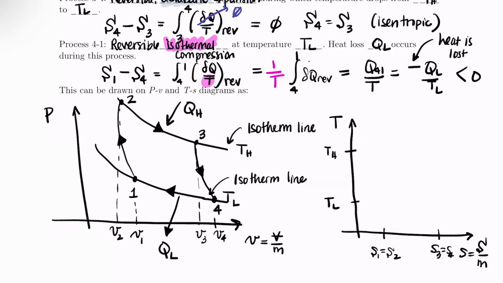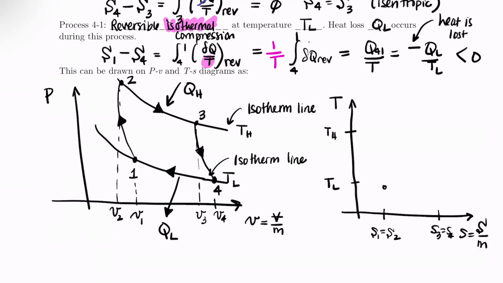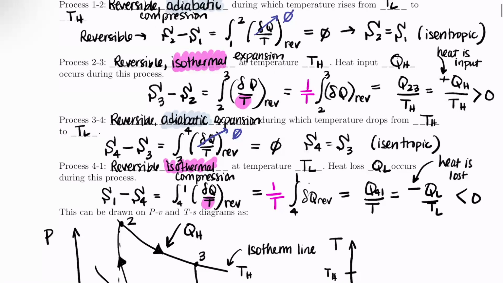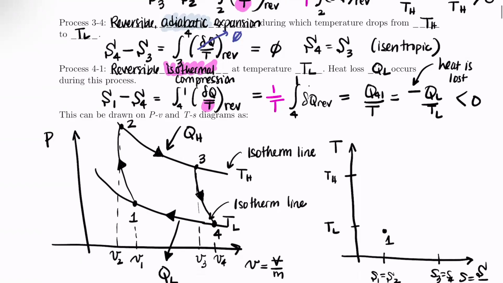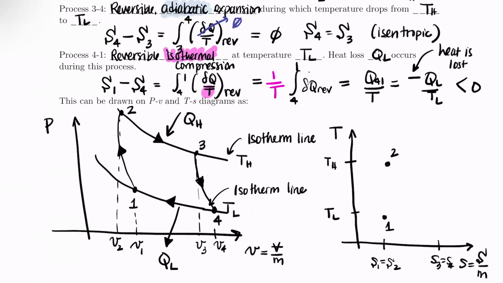Process 1 starts at TL, and we have S1, so that means that we're sitting right here. When we go up to state 2, our temperature is rising to TH. So we move up to TH and our entropy is staying the same, right? If we look at process 1 to 2, S2 is equal to S1. So we just go in a straight line up from 1 to 2.